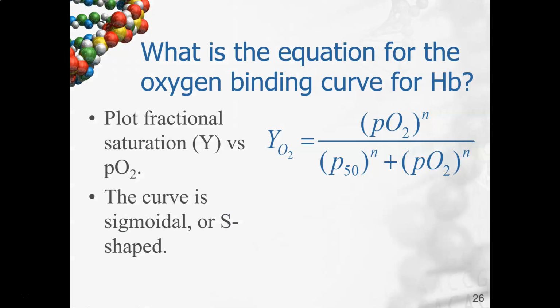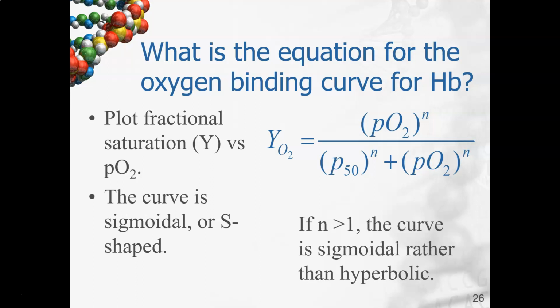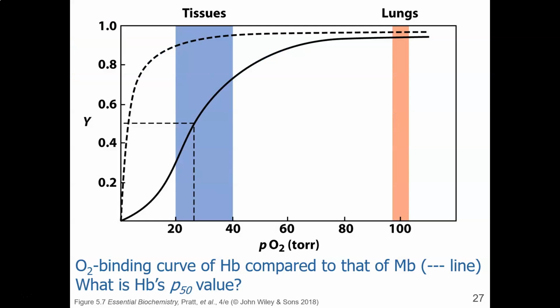So if we use this equation, then if N is greater than 1, it's not a hyperbola anymore. That's not the equation of a hyperbola. In fact, you get a sigmoidal or an S-shaped curve instead. So that's what you see. If N is equal to 1, you get a hyperbolic curve. If N is greater than 1, you get a sigmoidal curve. And it looks like this.